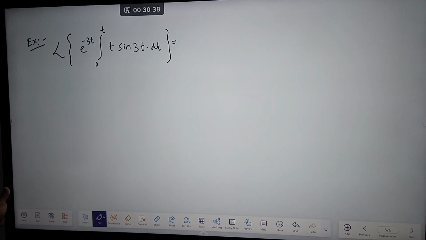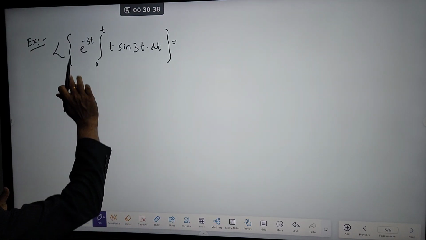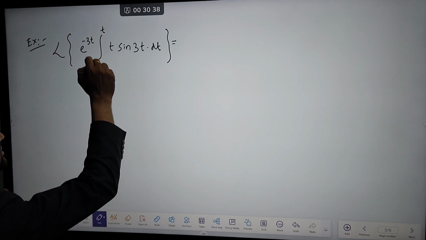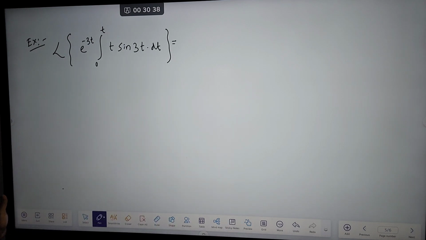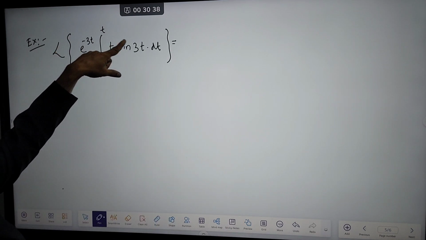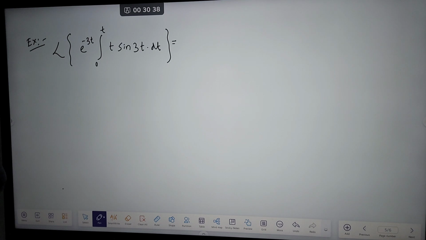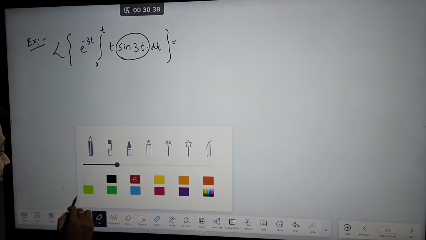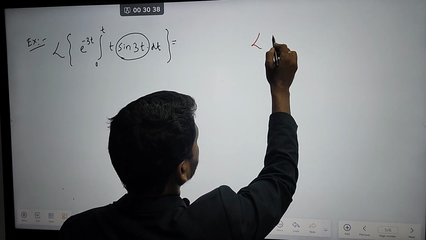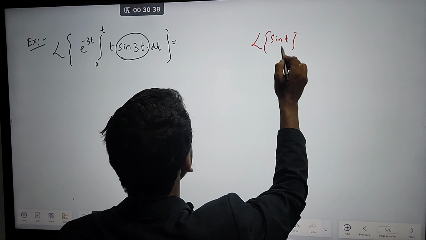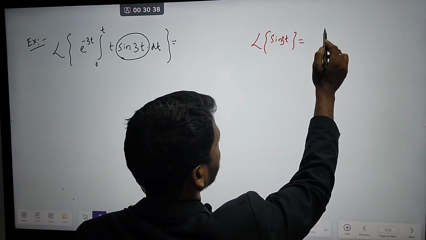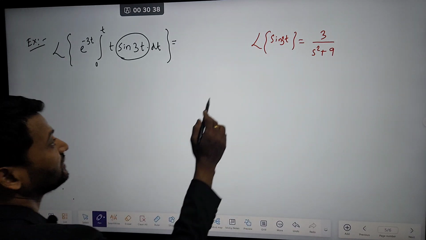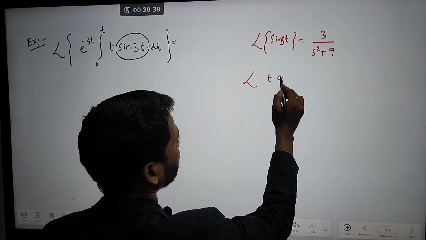So coming to the last question, here is another important question. Here we'll find out Laplace of e to the power minus 3t integration of 0 to t into sin 3t. See, there are three types of function, one is t, second is sin 3t, third is e to the power minus 3t. So see how to solve, first consider this factor, first is sin 3t, so first find out Laplace of sin 3t. Laplace of sin 3t is what, 3 by s squared plus 3 squared, which is 9, okay.